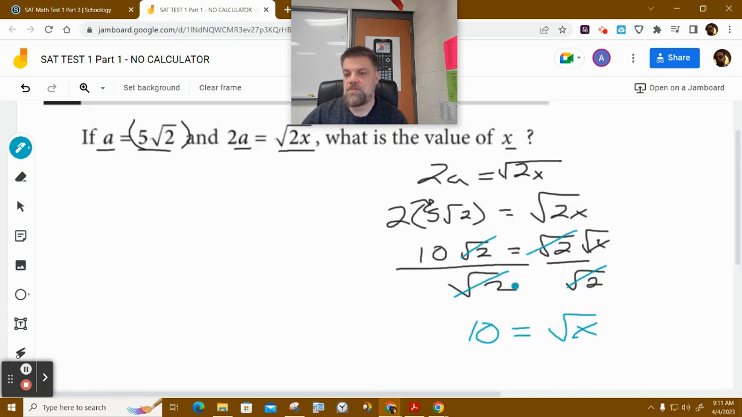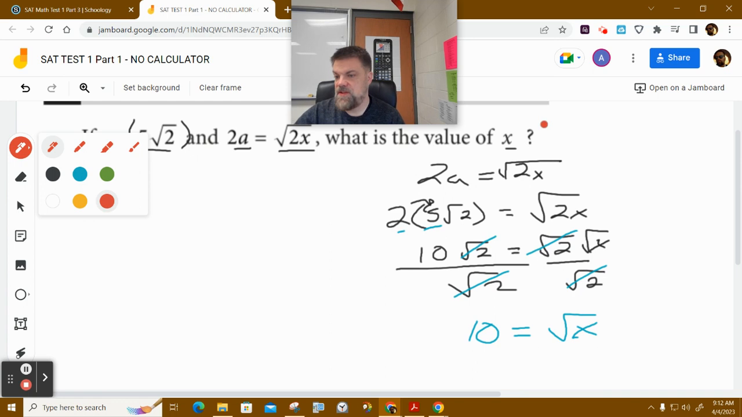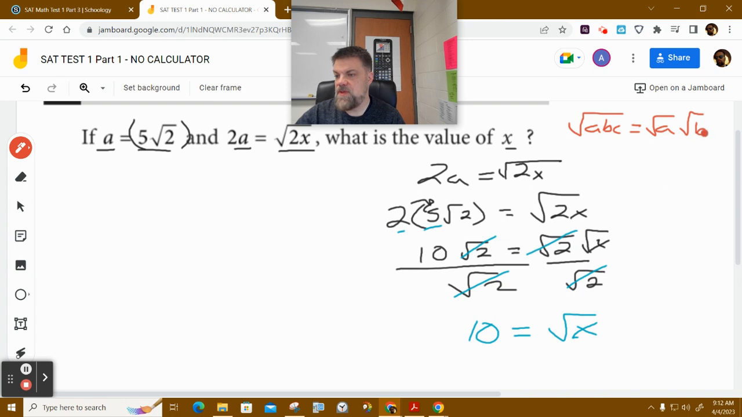Well, what's 2 times 5? Why did I separate those? That's a good question. This is a property of exponents. If I say the square root of a times b times c, I can rewrite that as the square root of a times the square root of b times the square root of c.